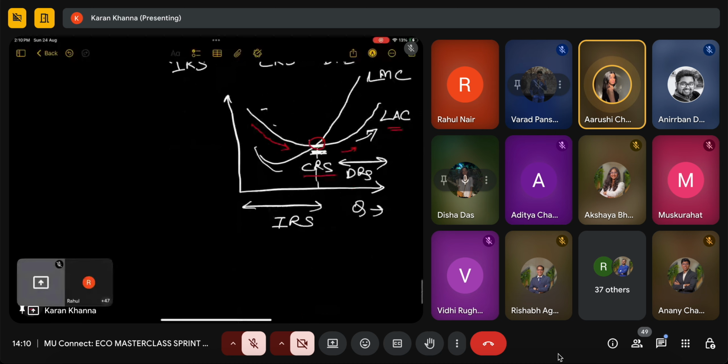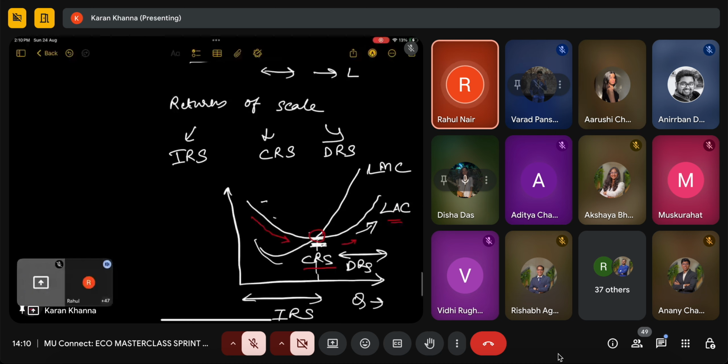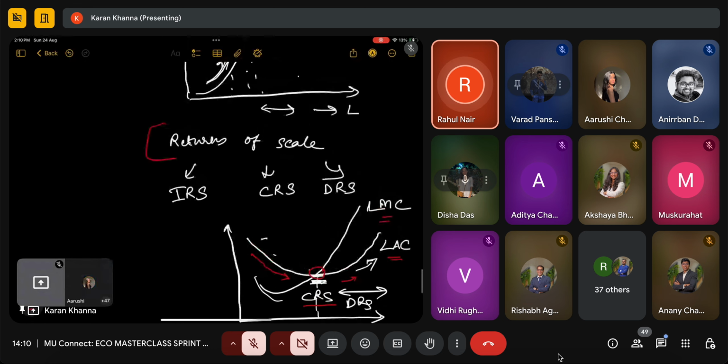And what does the L stand for? LAC? Long run average cost curve. So I said that returns to scale is always in a long-term perspective.